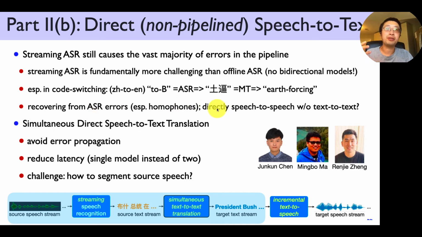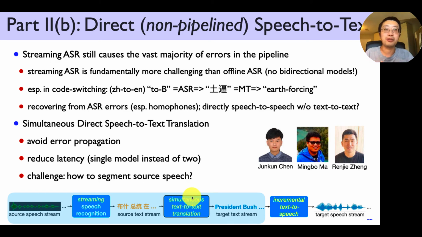So we would propose to directly translate from speech to text or speech to speech. So how do we do it? If we can do it, we can avoid error propagation and reduce the latency as well, because it's a single model instead of two. So GPU time, CPU time is also faster that way.